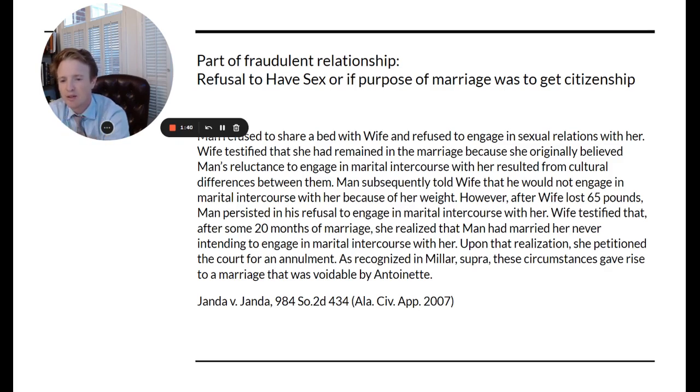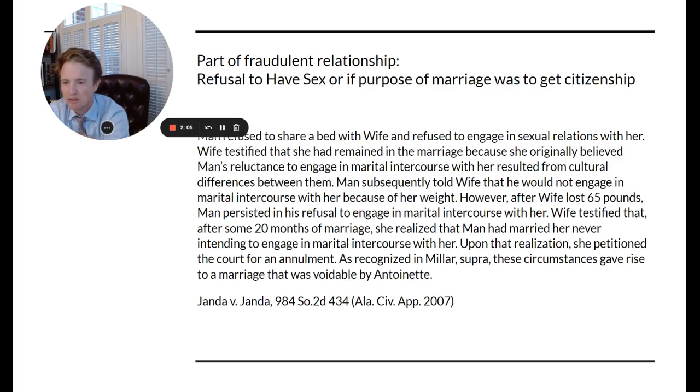The man then told his wife that he would not engage in marital intercourse with her because of her weight. However, after the wife lost 65 pounds, he continued to refuse to have sex with her. The wife testified that after 20-some months of marriage, she realized the man she had married would never have sex with her. Upon that realization, she petitioned for an annulment, and the court said that is grounds for an annulment.